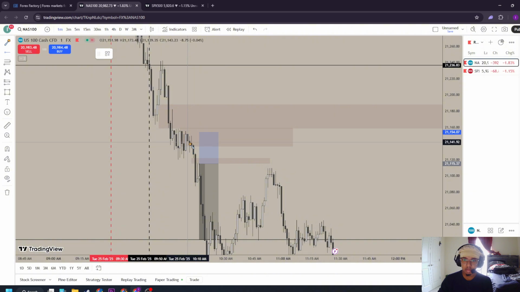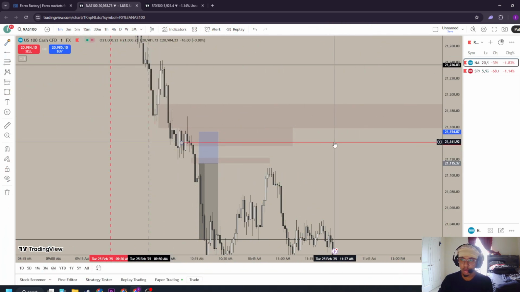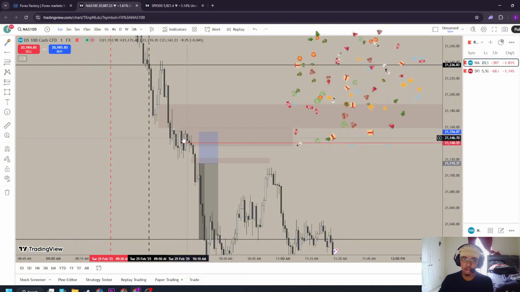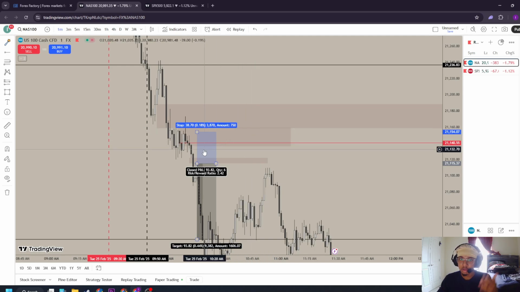Whoa, where am I? I'm tripping. I'm tripping right here. Whoa. Okay, right here we had this. There's no need to mark out any breaker structures or anything because, like I already said, this is just a continuation model. We're still in the downtrend. I'm using order flow to realize what price wants to do.